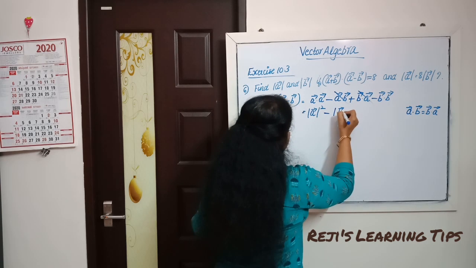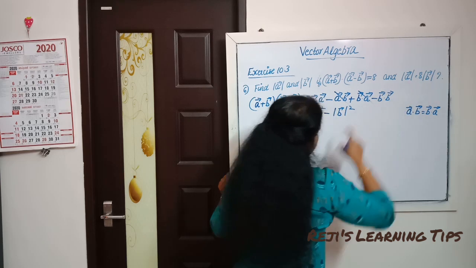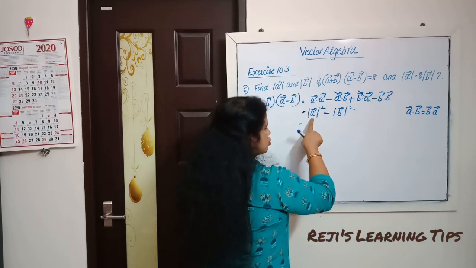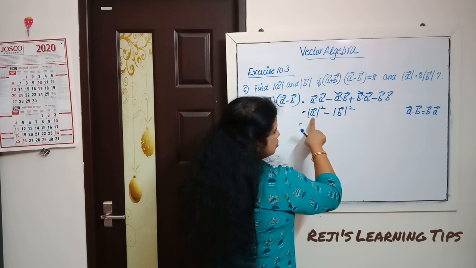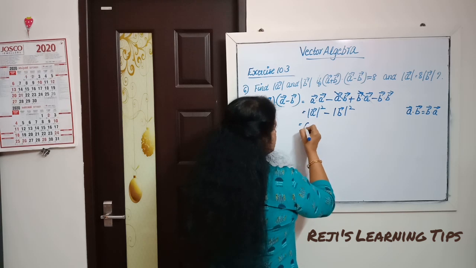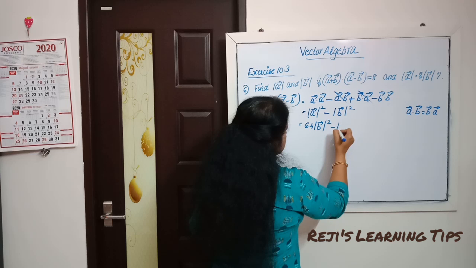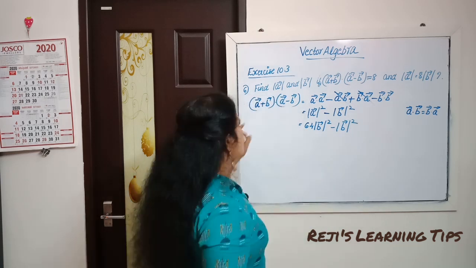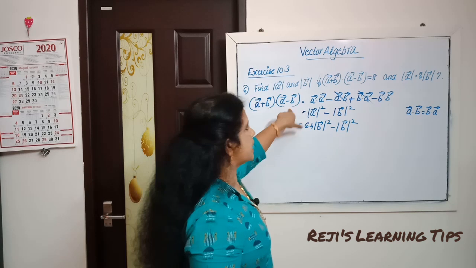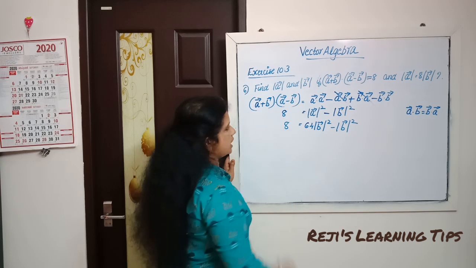Here the magnitude of vector A is equal to 8 times the magnitude of vector B, as given, so we can apply that here. Modulus of A square means 64 modulus of B square, minus modulus of B square. What is the value of (A plus B) dot (A minus B)? That is equal to 8, so we write 8 here and here also.